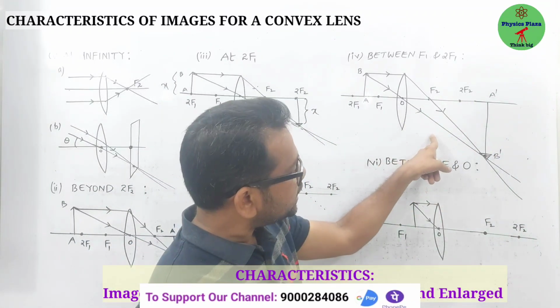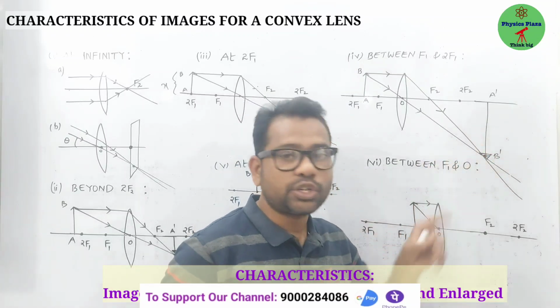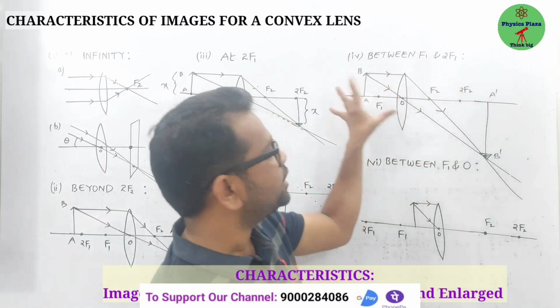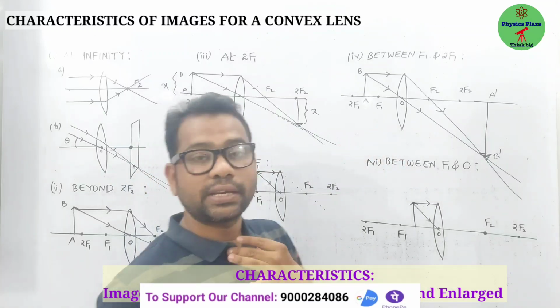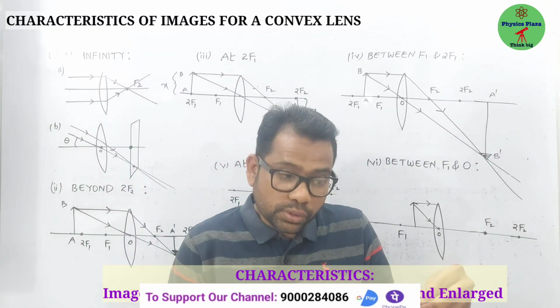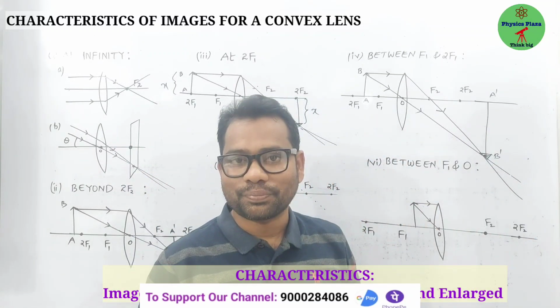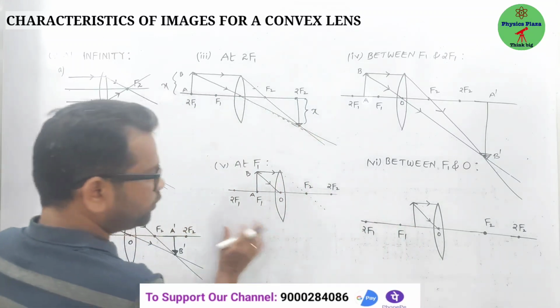Here after refraction, as the light rays are meeting, it is a real and inverted image and it is a magnified image. So this case of the convex lens is used in slide projectors. Okay, fine. Now, fifth one, children.